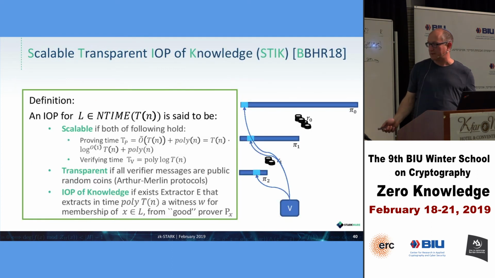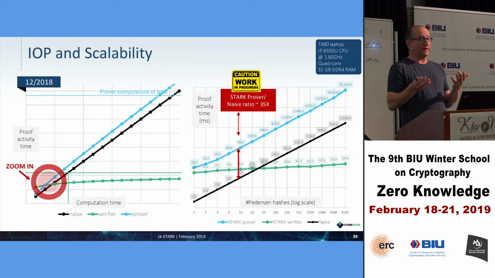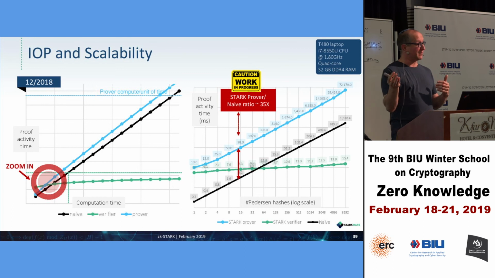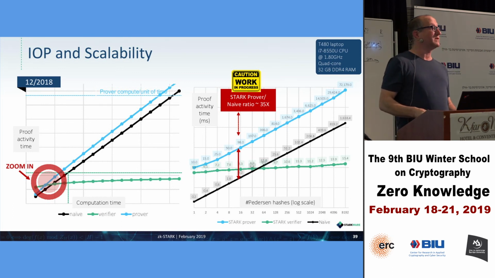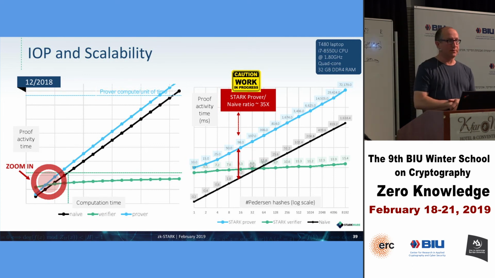This is just some plotting of some numbers that show that we can already go through the scalability threshold even on reasonably sized machines. And again, the numbers are probably going to go down a little bit more.